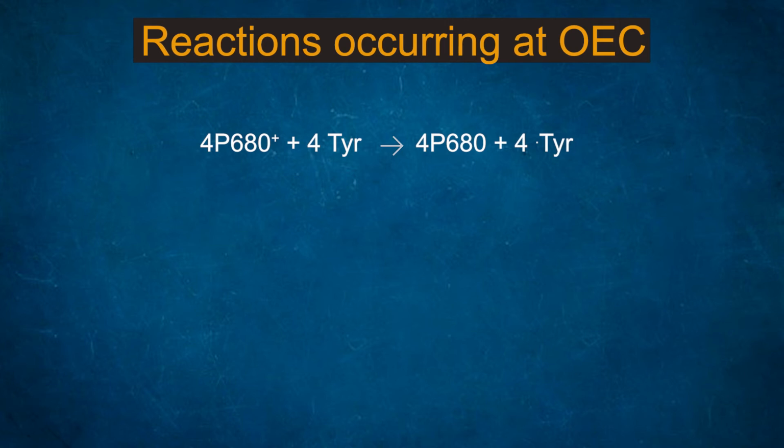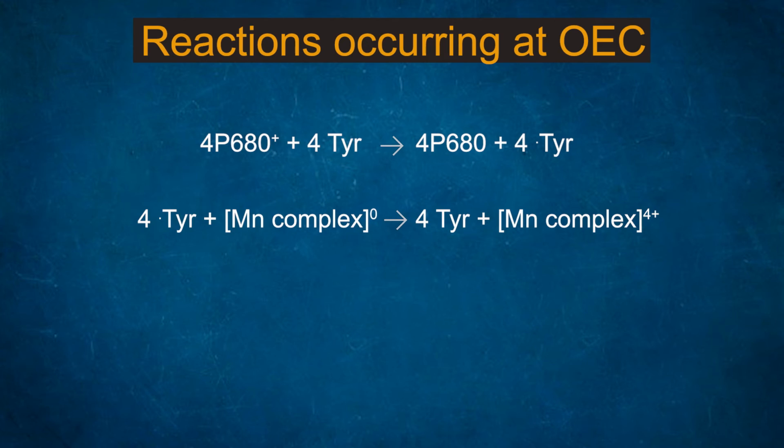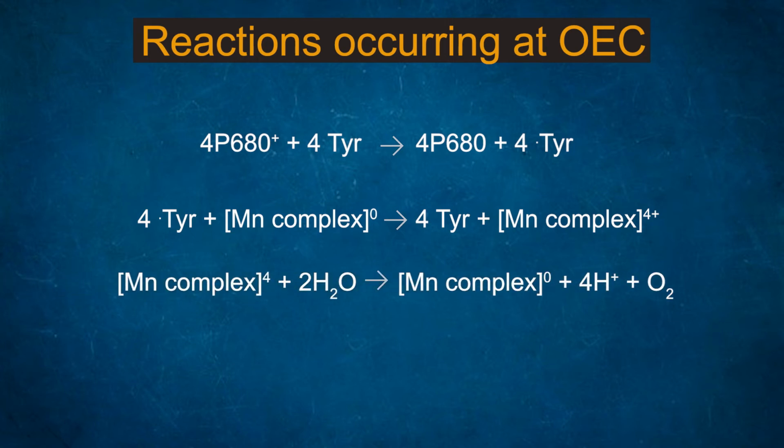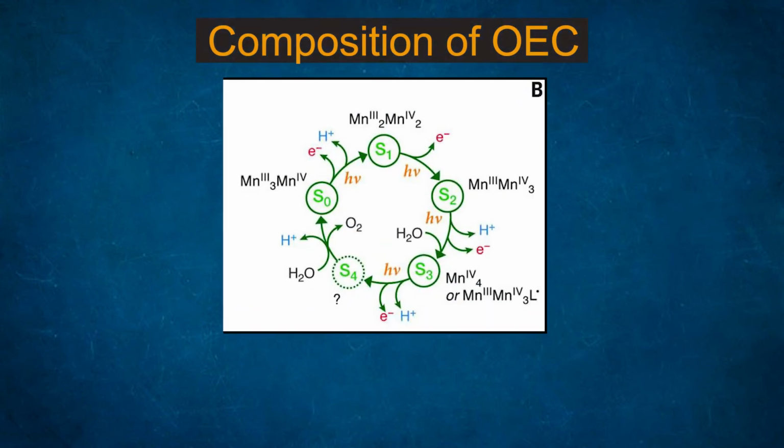So, from whom will it take the electron? It will take electrons from the manganese cluster, the manganese cluster present in the oxygen evolving complex. So, 4 tyrosine radicals plus the manganese complex. As I told you, the manganese complex contains 4 manganese ions present in different oxidation states. 3 manganese ions are present in the +3 oxidation state, whereas 1 manganese ion is present in the +4 oxidation state. This state is known as the S0 state.